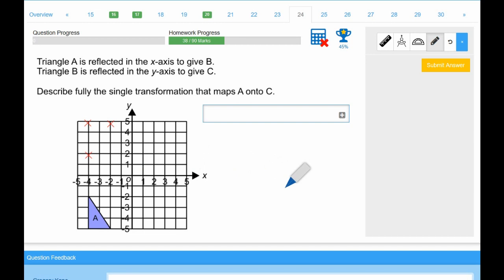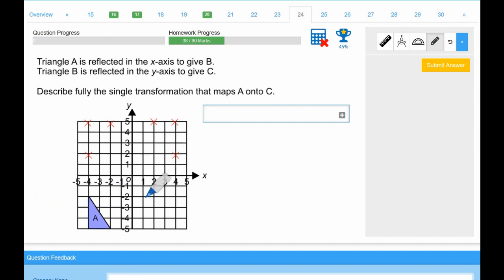I'm told that this is now reflected in the y-axis, which of course is here. So exactly the same thing. This is going to go 2 to the y-axis, 2 to the other side. This is going to go 1, 2, 3, 4 to the y-axis, 4 to the other side. And this is going to go 1, 2, 3, 4, 1, 2, 3, 4, and it's going to look like that. And I'm going to ask myself now, what transformation will move from here to there?